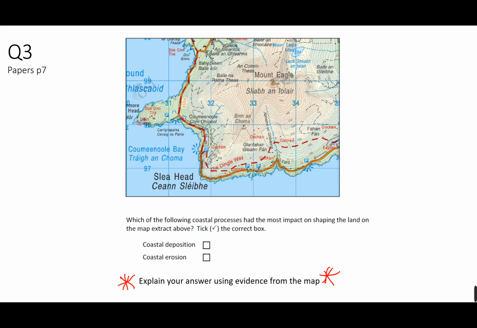Okay, so I want about 2 developed points on this one. Alrighty. One of your points could be saying, I can see that there are landforms of coastal erosion or coastal deposition, but you could also say the fact that there are no landforms of the opposite process. Did you get me longshore drift there?